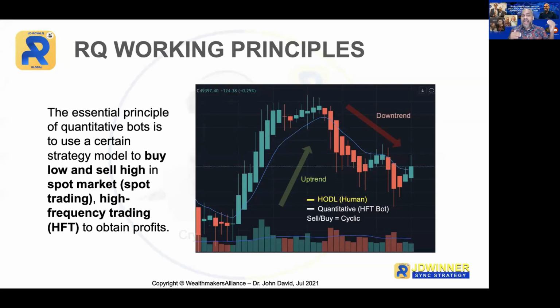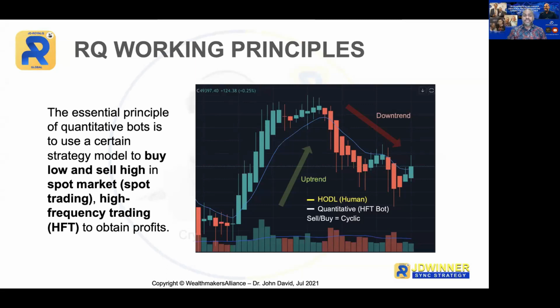So it is going to buy low and sell high in the spot market, and this is what we call spot trading. Please understand that. So we are not doing futures trading. We are not doing margin trading. No. We are not doing leverage trading. We are doing spot trading. And when you talk about spot trading, we are actually doing spot trading in the real market.